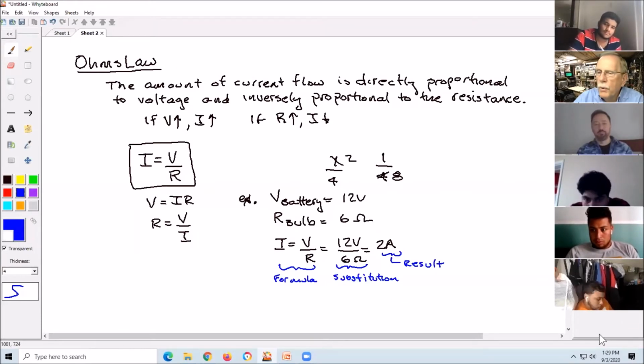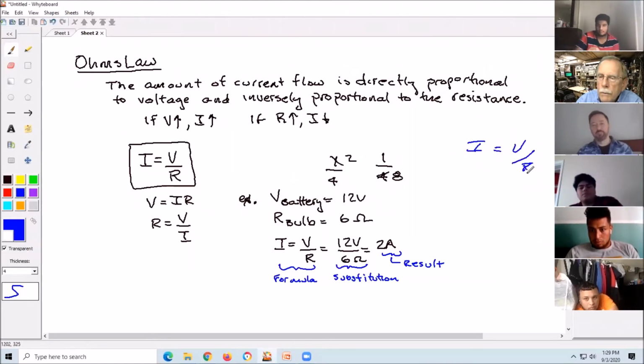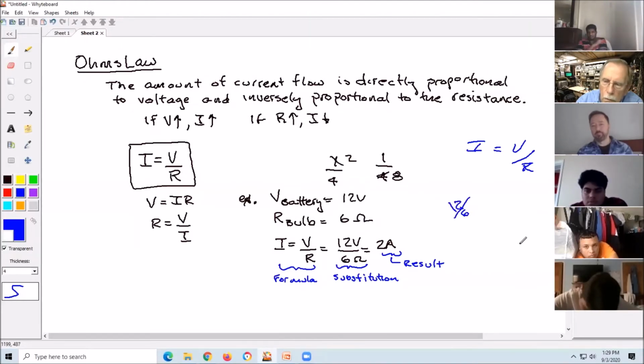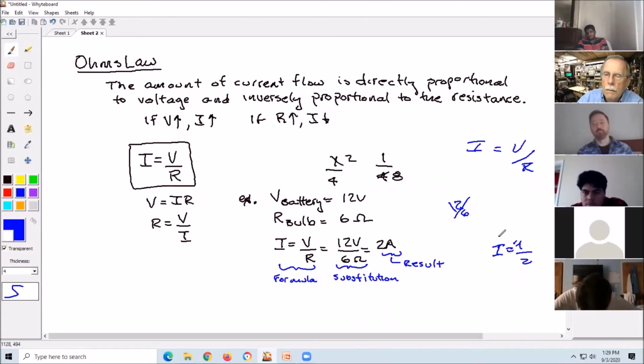If you're doing homework and you're going to study for an exam, if you write it out this way, that's going to be a lot better than what I sometimes get on some exam papers. Every year I threaten to do something about it, and someday I will. But always show me formula, substitution, result.